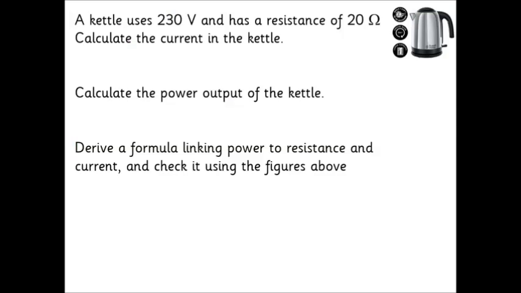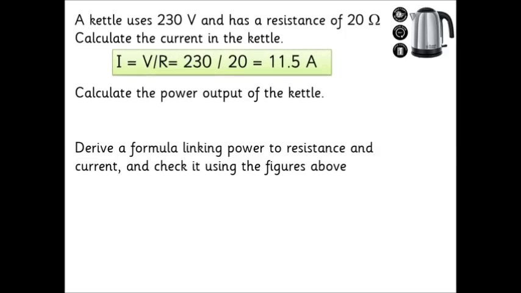So first up then, if the kettle uses 230 volts and has a resistance of 20 ohms, can we calculate the current in the kettle? Well, we know that I equals V divided by R. That's from Ohm's law, V equals IR, so I've just rearranged it. I'll put the numbers in: I equals V divided by R, which is 230 divided by 20, which is 11.5 amps.